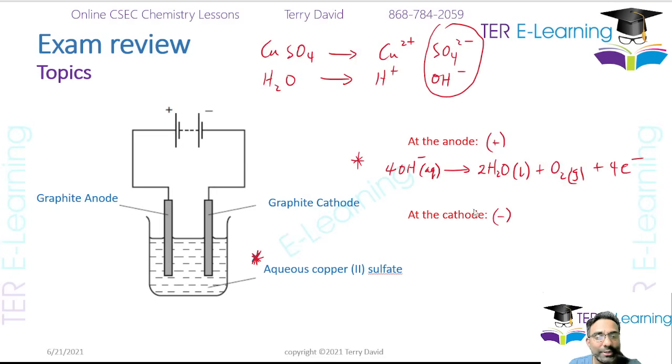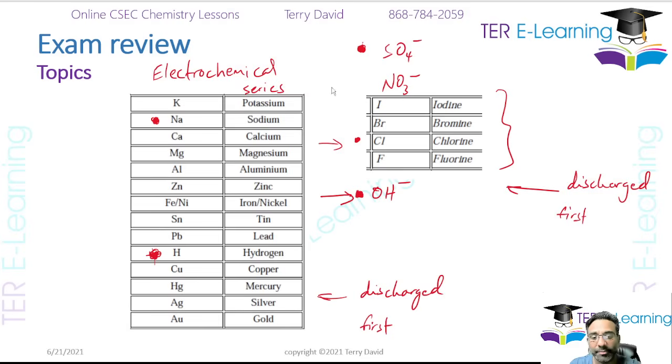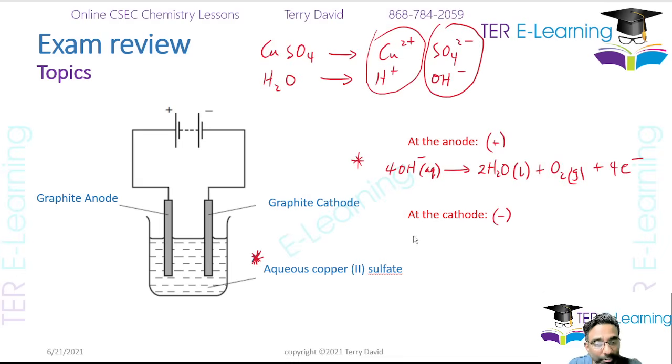Now at the cathode, my negative electrode, look at what's happening here. You have Cu2+ and H+. Again, go back to your electrochemical series. Look at where H+ is and where Cu2+ is. Because copper is below hydrogen in the electrochemical series, copper is going to be discharged in preference to the hydrogen. So hydrogen is not going to come out in this case. Cu2+(aq) plus 2 electrons produces Cu(s). So copper ions are going to be discharged at my cathode.